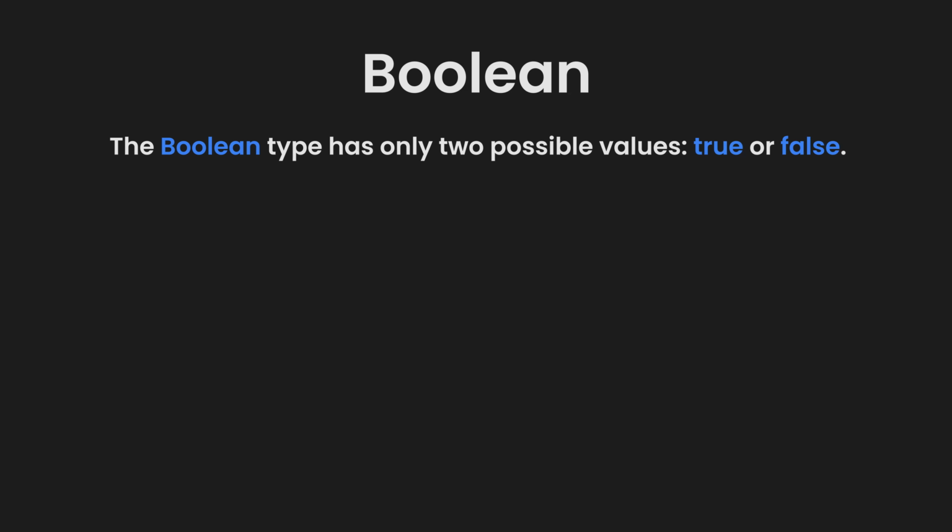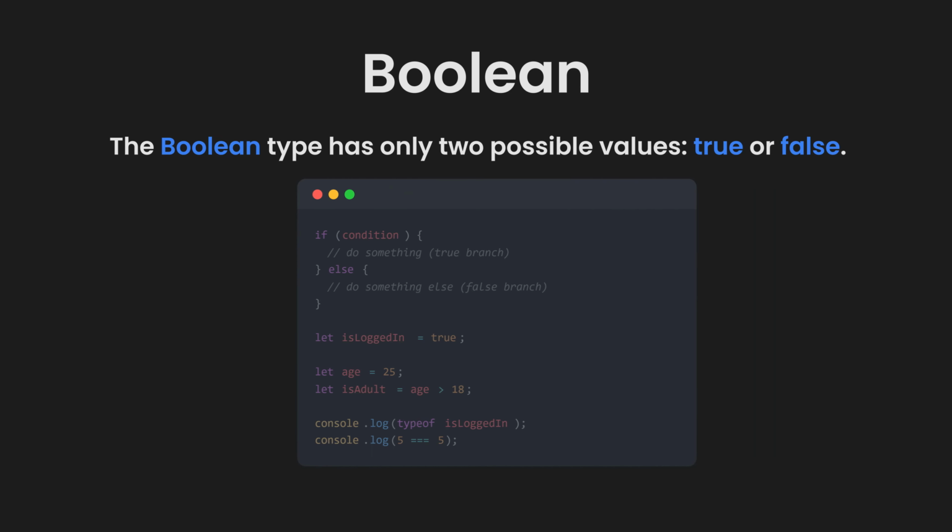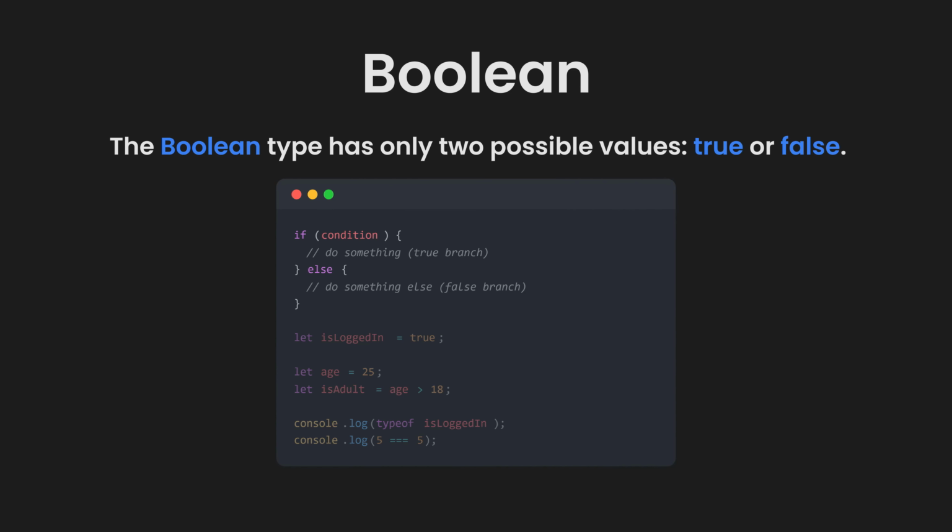Next, the Boolean type. A Boolean represents a logical entity with only 2 possible values, true or false. They are fundamental for control flow in programming. You can declare a Boolean directly, like isLoggedIn being true. Booleans also result from logical operations and comparisons. For example, age greater than 18 is true. Checking typeof isLoggedIn confirms it's a Boolean, and 5 strictly equals 5 is, of course, true. Remember, Booleans, like all primitives, are immutable and crucial for decision-making in your code.